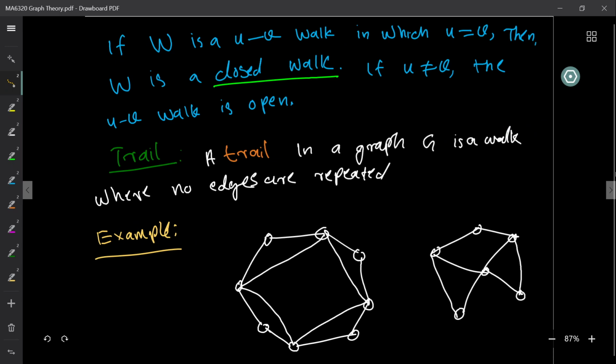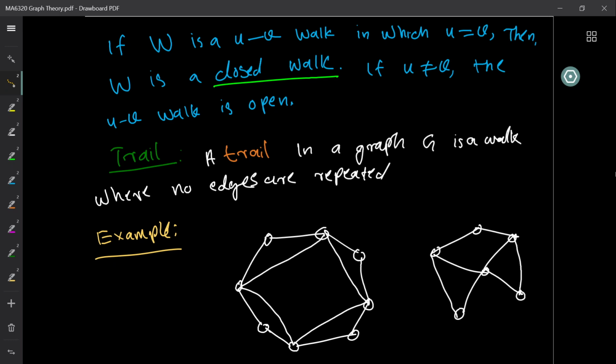Now, to represent something like that, one can say a trail is basically a walk, but edges are not repeated. But I am allowed to repeat the vertices. So such walks are called trails. So for example, in this graph below, let me say I go from here to here, like this, then maybe like this, and like this. This is a trail, where I have repeated vertices and I have not repeated edges, right?